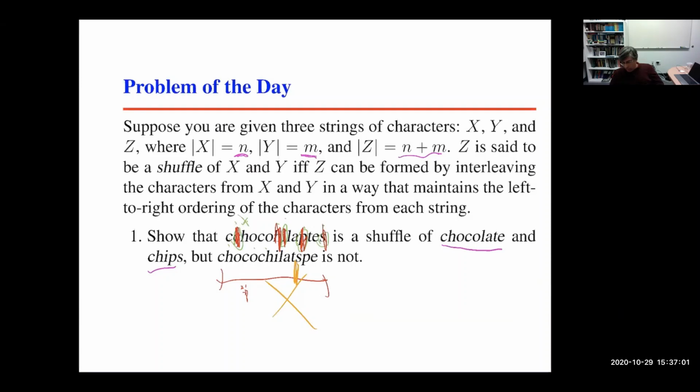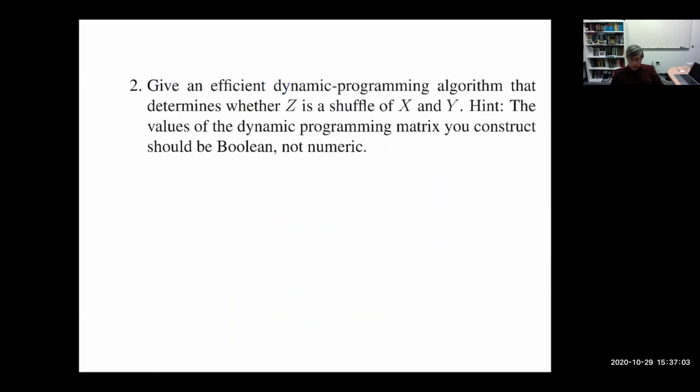Now is the real point of all this. Can you give me an algorithm to tell, if I give you an X string, a Y string, and a Z string, whether or not Z is a shuffle of X and Y? Okay? Does anybody have any idea how we would do this?